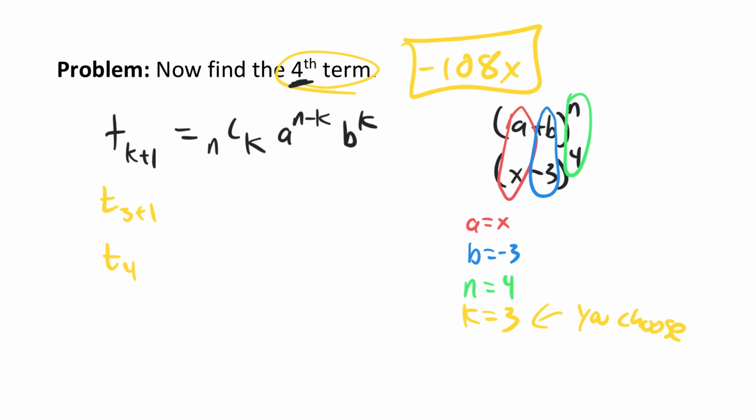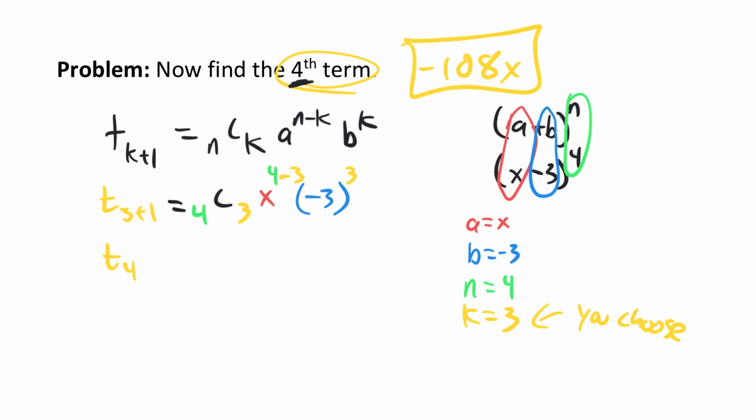So we're looking to expand (x - 3)^4. So a is automatically x, b is automatically negative 3, n is automatically 4. But k you get to choose, and whatever you choose gives you the term, and hopefully the correct term. So let's go ahead and take a look here. We should have n, which is 4, choose k, k we've chosen to be 3, then a is x to the n minus k, all right, 4 minus 3, and then b is negative 3, and k is 3.